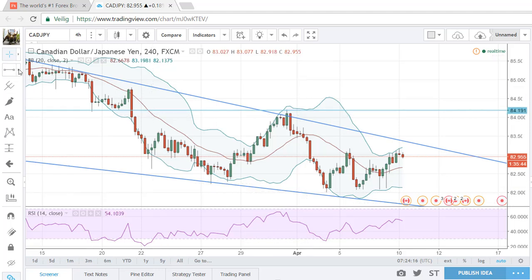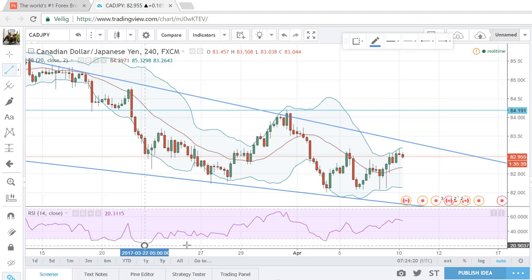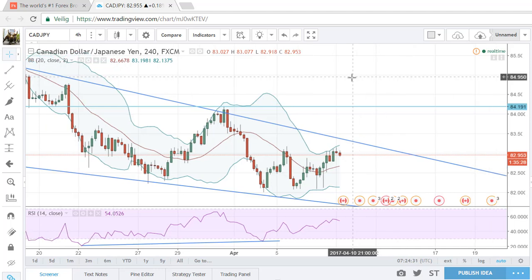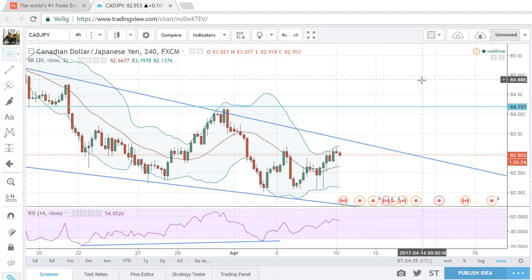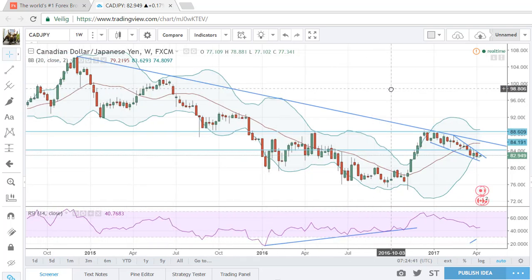What do I see here? Something else is going on, because this low and this low are showing us a little divergence. So maybe the downside momentum is losing some steam. But that being said, going back to the bigger time frame, the bigger time frame is a downtrend.